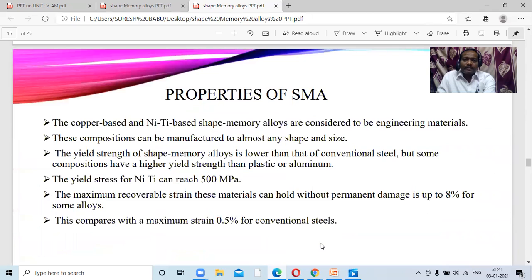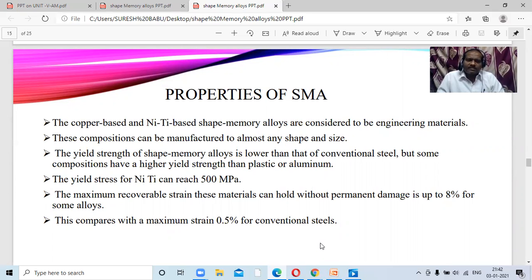Next, properties of shape memory alloys. If you observe properties, I already told that nickel and copper based are the prominently used shape memory alloys that are observed in the history. Taking that point into consideration, the properties of SMA are: first one, the copper based and nickel titanium based shape memory alloys are considered to be engineering materials. So for engineering applications, we are going to use copper based and nickel titanium based alloys.